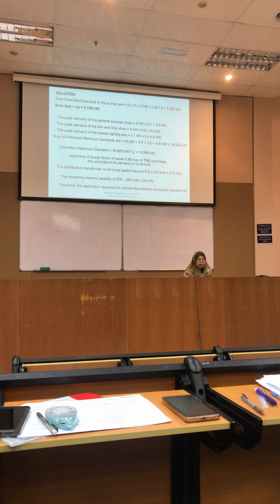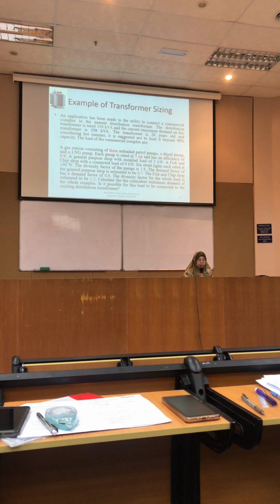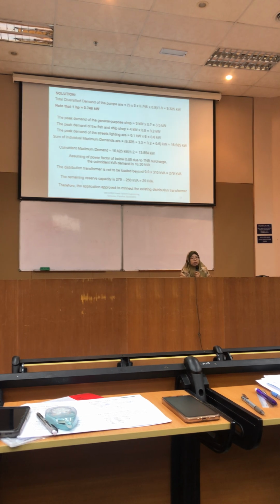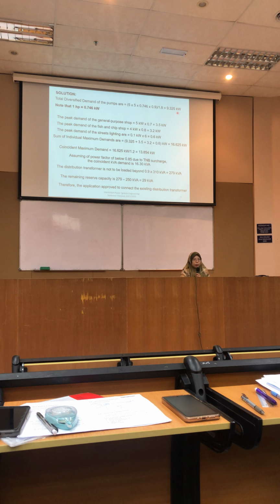First we have to calculate the total diversified demand. 5 pumps multiplied by 5 horsepower. We want to convert to kilowatt, times 0.745, times the efficiency, divided by the diversity factor, which is 1.8. Okay, we get 9.325 kilowatt.